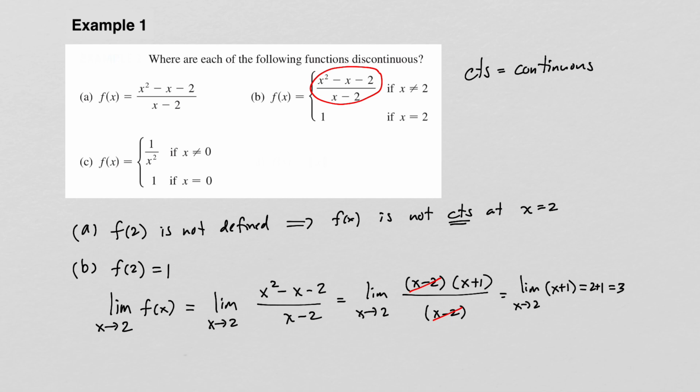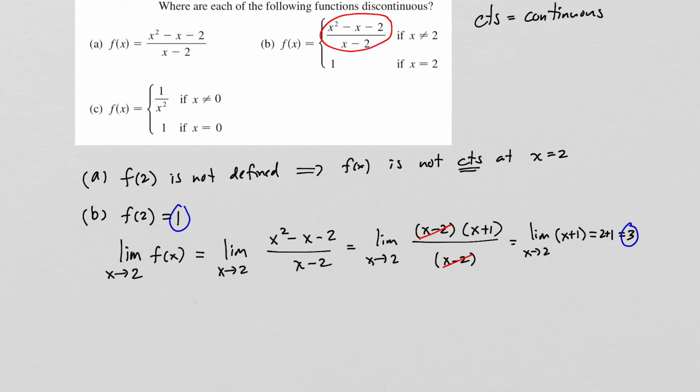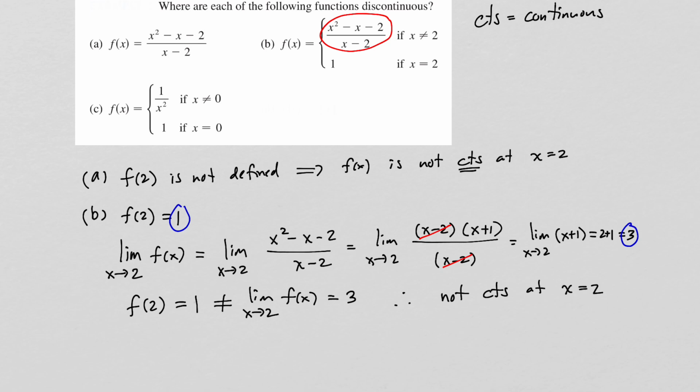So the limit is equal to 3, so it exists, but the function value is equal to 1. And in order to be continuous, the function value and the limit have to be the same thing. So f of 2 is equal to 1, and that is not the same as the limit as x approaches 2 of f of x, because that was equal to 3. Therefore, the function is not continuous at x equals 2.